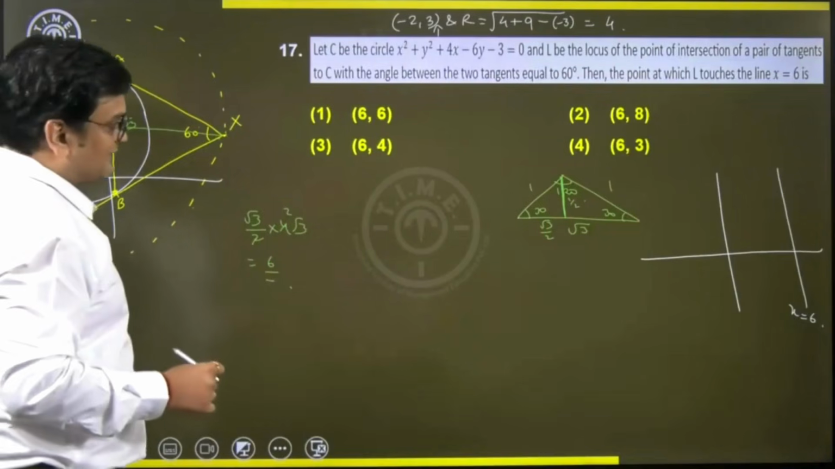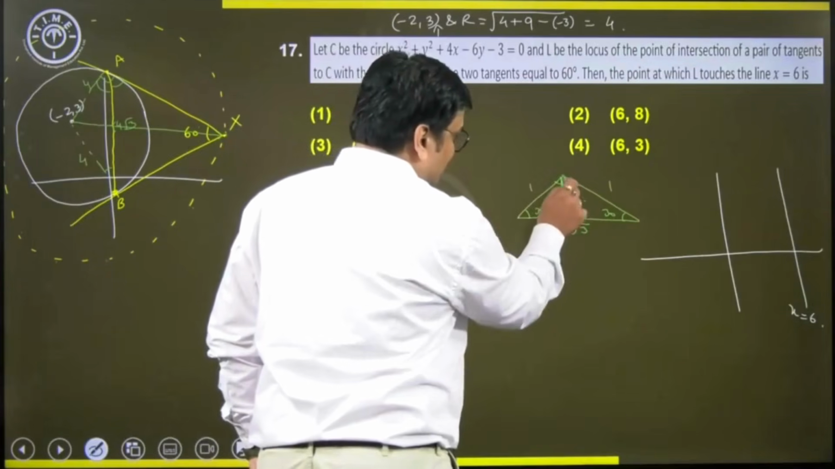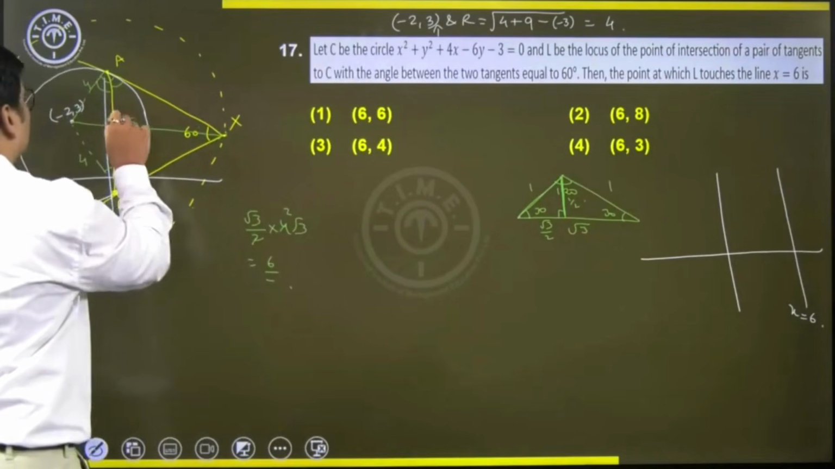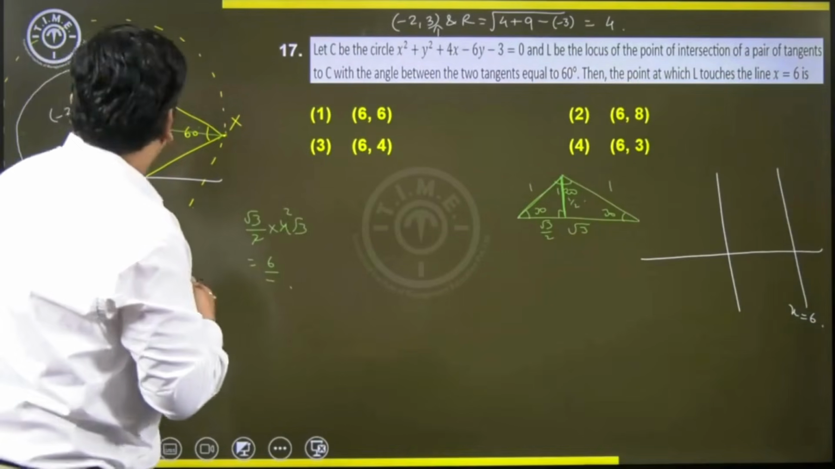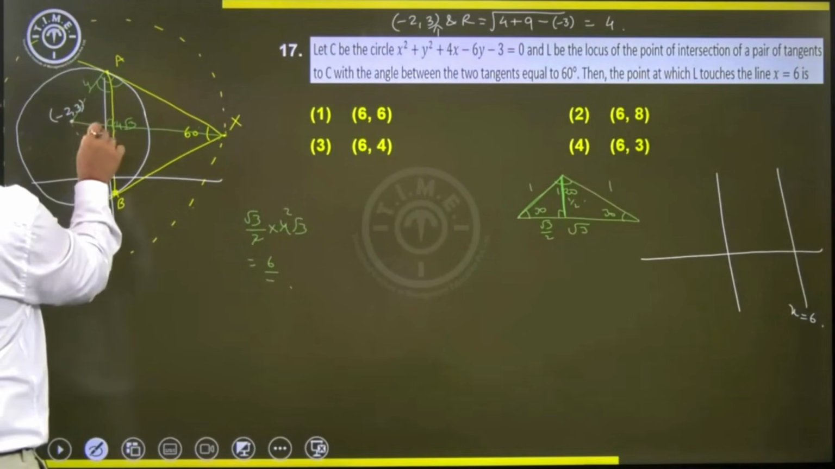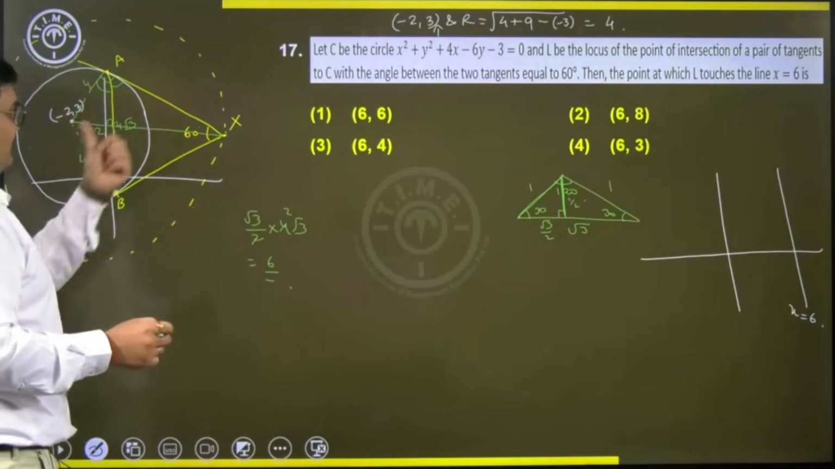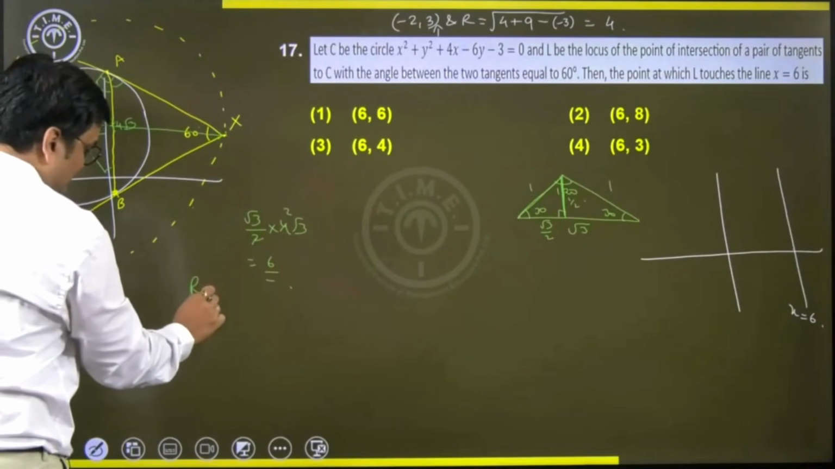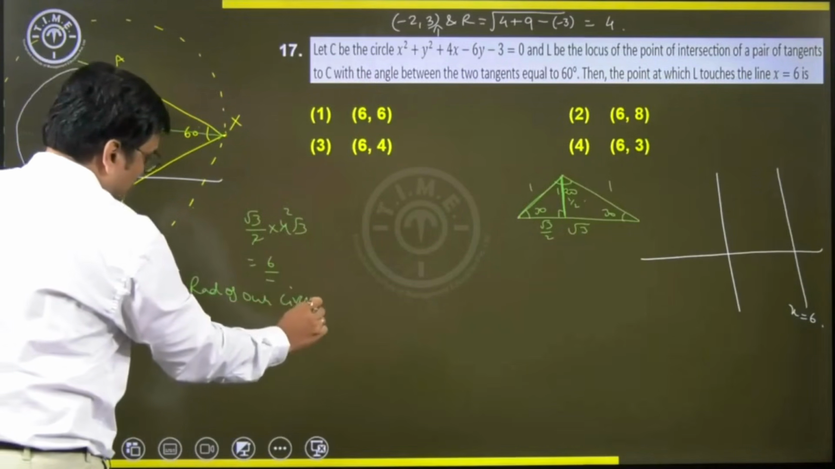So the ratio of the 3 sides will be, if this is 1 opposite to 90 degree, this is 4, then this part out here will be half of that, 2. So this will be 2 units. So that means this part is 2 and this is 6. So overall the radius of the outer circle is 8. Radius of the outer circle is 8.